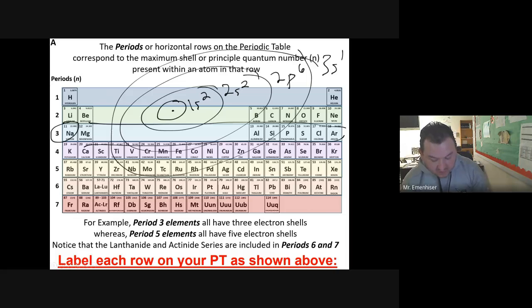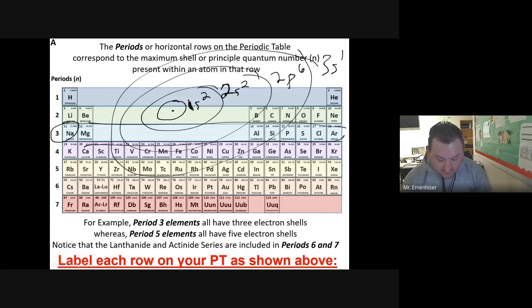So it's got 4 subshells, but it's only got 3 energy levels. It's got the 1 for 1s. It's got the 2, which is the s and the p. Those are both part of the second energy level. But then it also has the 3s. Since it's on the 3rd row, it'll have 3 shells.